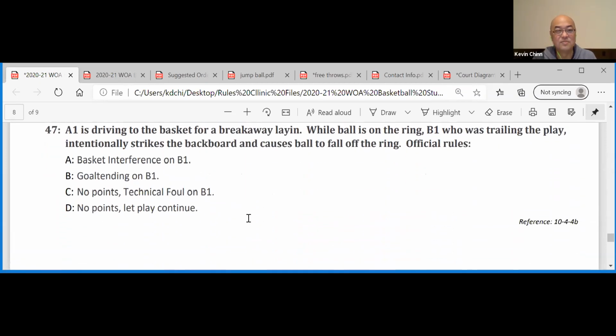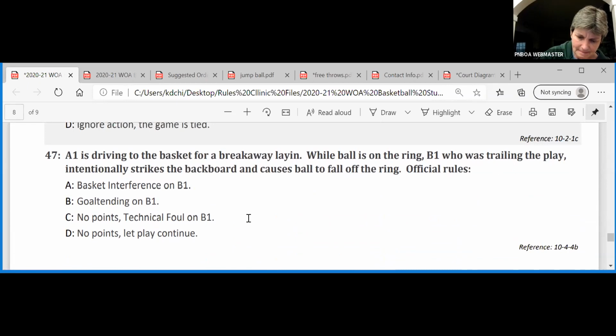47. Dan, let's see. 47. A1 is driving to the basket for a breakaway lay-in. While the ball is on the ring, B1, who was trailing the play, intentionally strikes the backboard and causes the ball to fall off the ring. The official rules, I thought it was no points and a technical foul on B1.